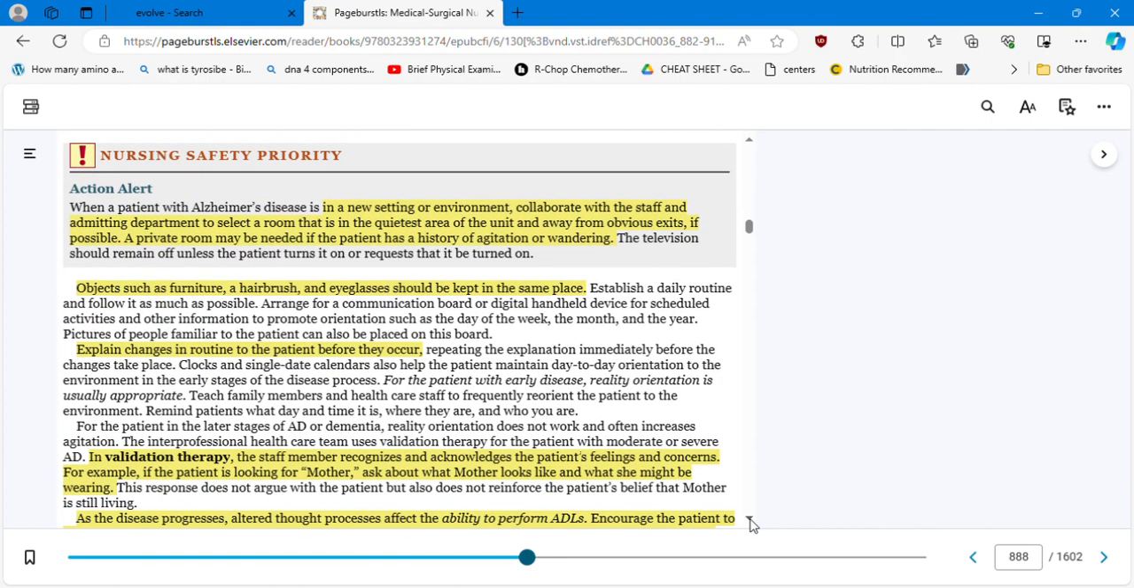Nursing safety. NCLEX is all about safety. In a new setting or environment, collaborate with the staff and admitting department to select a room that is in the quietest area of the unit and away from obvious exits, if possible. A private room may be needed if the patient has a history of agitation or wandering.